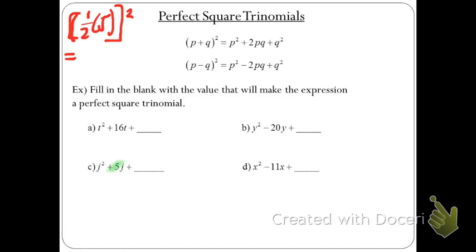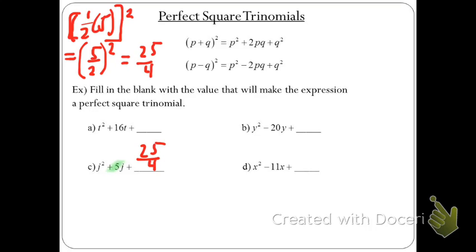Alright, well, half of 5 is 5/2. And then if you square 5/2, you get 25 over 4. So, j squared plus 5j plus 25 over 4 is a perfect square trinomial. I need to go back and do one more thing with each of these later on, I'm realizing.